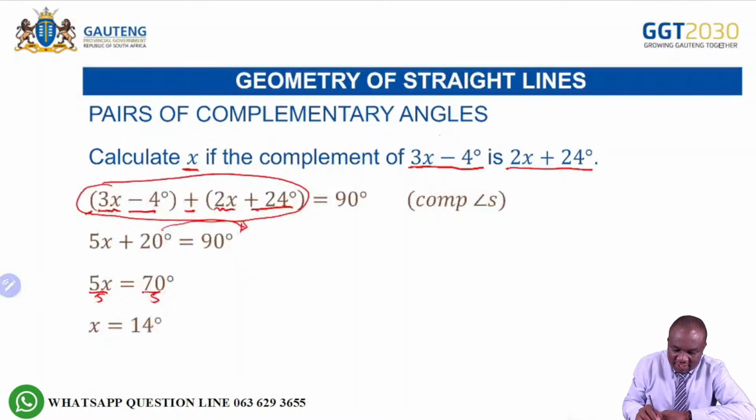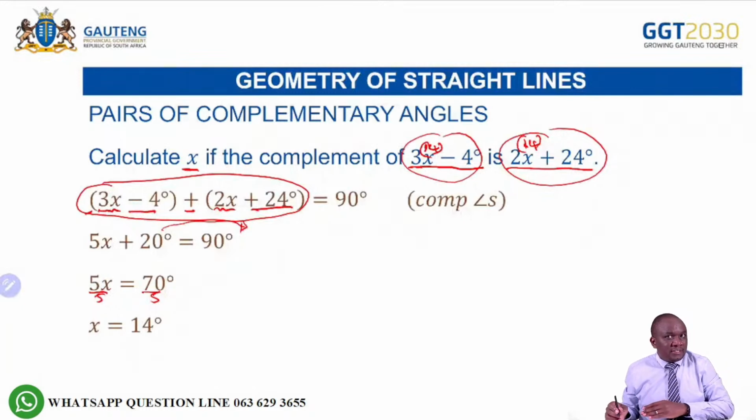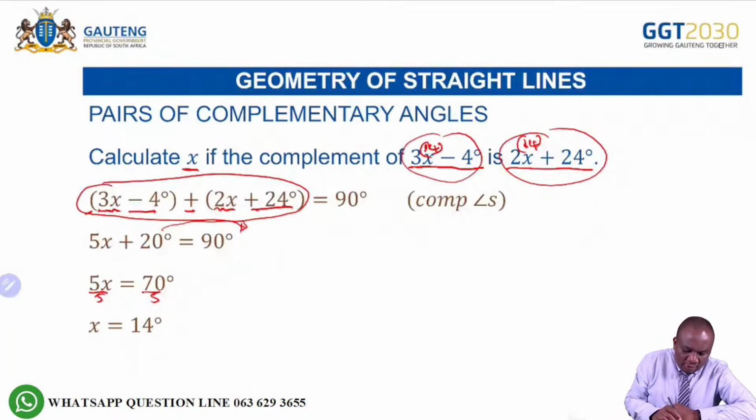We didn't say these angles are 14 degrees. No, it is x. And if you're asked to find these angles here, where there's x, you're going to put 14. Then you can find the size of the angles. Okay, so this is our answer.